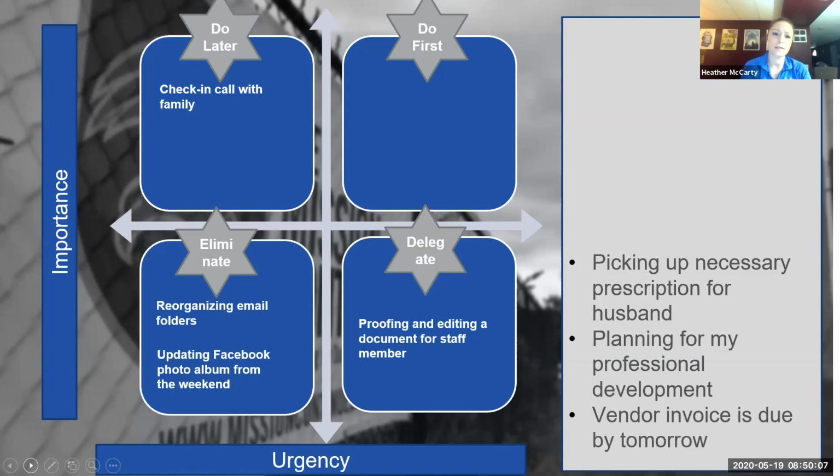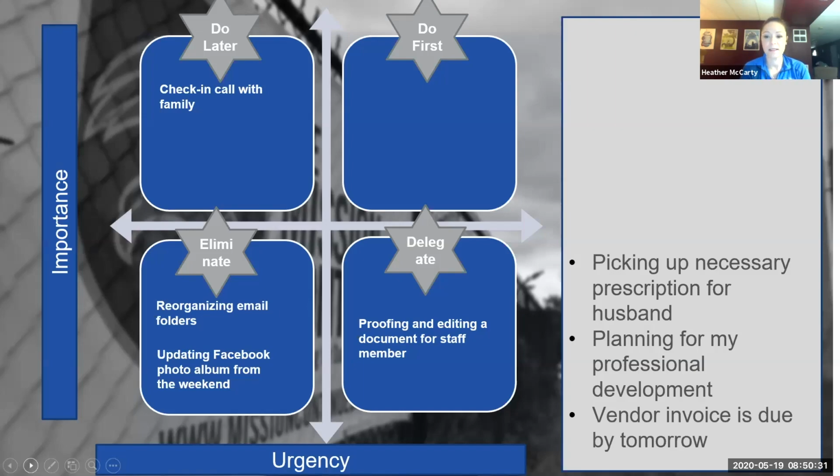Now, there's no sense of time constraint to this. I don't have any urgency around this. I don't need to do it by a certain time. So this is something that is important, but not urgent. And I can plan to do it. I can decide that that's something that I'll do on Friday afternoon, or that's something that I'll do on Sunday morning. So that goes into this do later category.